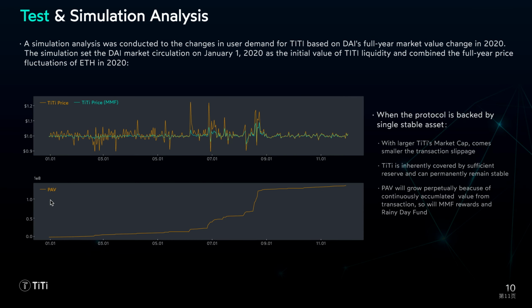At the same time, the cumulative amount of PEV is very considerable, which also means that the protocol can accumulate enough rainy day fund, and the return rate of M-AMM is very high.